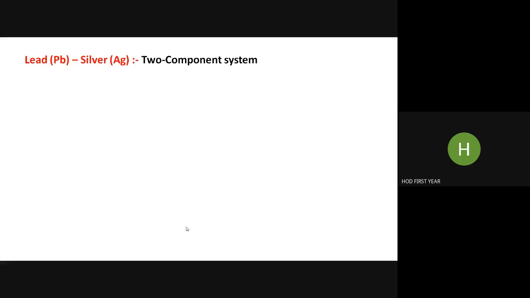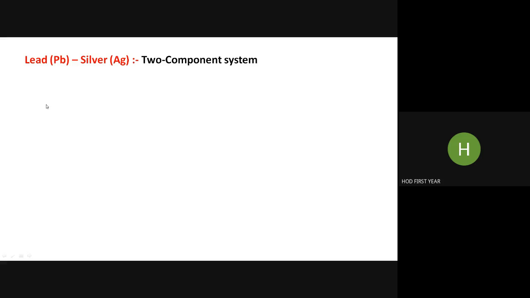Now the practical example. Just like for the one component system we studied the water system, here for a two component system we have chosen the lead silver system. There are several other systems. The most important is the iron carbon diagram, but that diagram is complicated, so it is now omitted from the syllabus. Previously it was there. So we have a very simple phase diagram. Let us discuss this diagram.